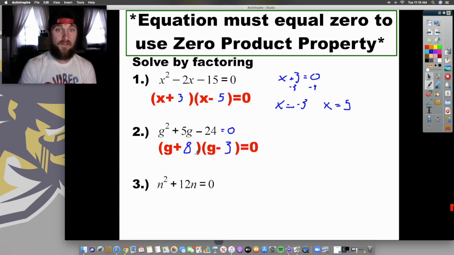So to get our answers, we know that we want this to equal 0, which would be if g was a negative 8, or we'd want this one to equal 0, and so g would have to be 3. And those are the solutions, negative 8 and 3.